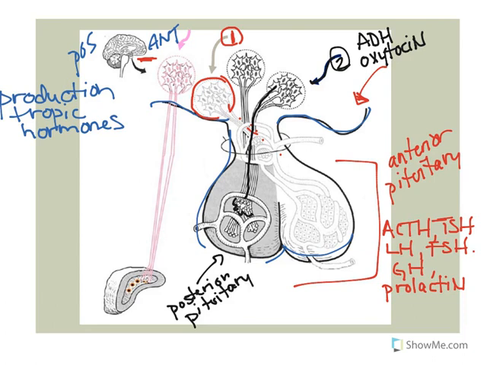So first, it produces some tropic hormones, and we're going to list them in a little bit. So we'll have a whole thing where we list them off that regulate the secretion of certain hormones by the anterior pituitary. 2, it produces ADH and oxytocin, which are then stored in the posterior pituitary. Under the right stimulation, they'll be released into the bloodstream.